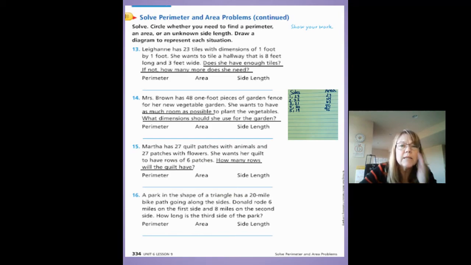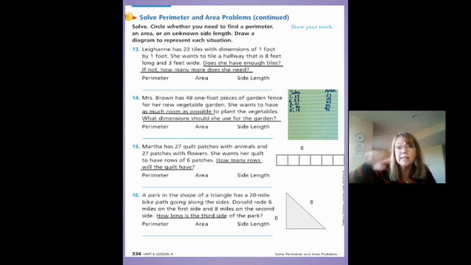And number 16, a park in the shape of a triangle has 20-mile bike path going around the sides. Donald rode 6 miles on the first side, 8 miles on the second side. So 6 and 8. We got to get up to 20. How long is the third side? So we're looking for a side length. Here we have our triangle. We have an 8 and a 6. Here we go. What's the third side? If all the way around has to equal 20, we need to find this final side. That's my hints.